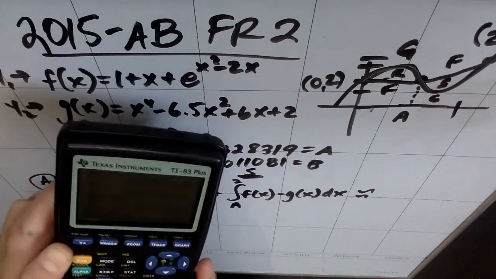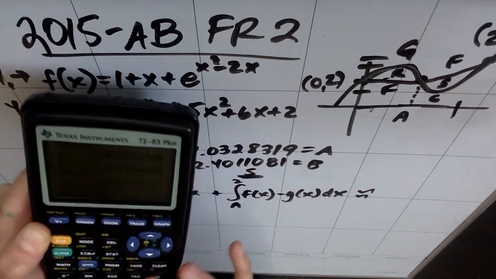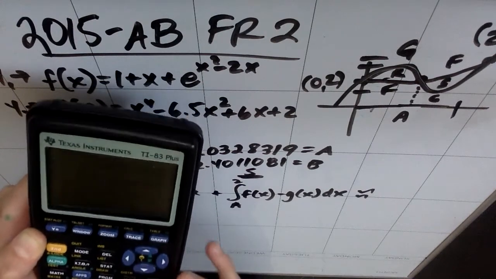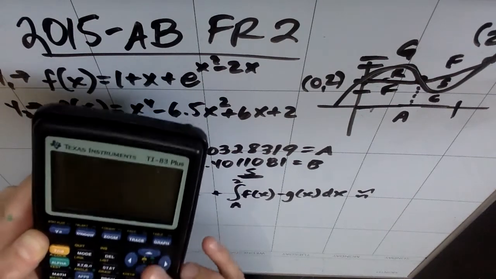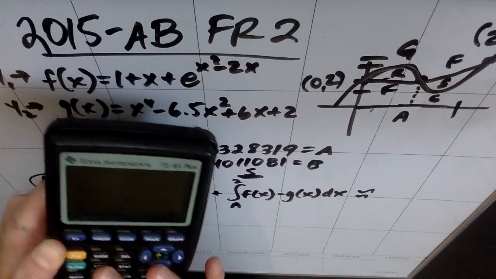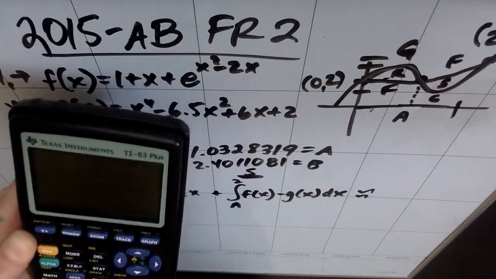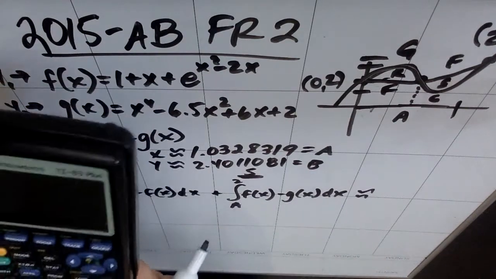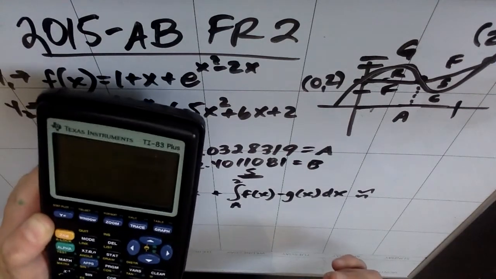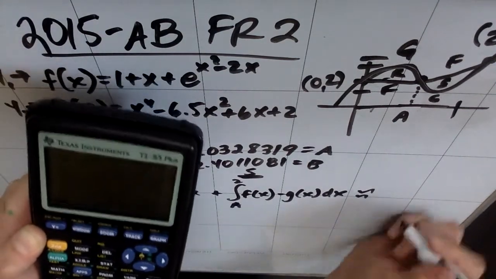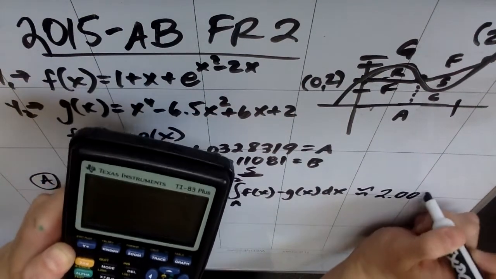Plus, and then I'm going to do math 9 again, right? Vars over to y vars, I want y1 minus vars over to y vars, I want y2, comma, with respect to x from alpha A to 2. Right? So, and then I hit enter and I should get a number. Now you could find each of these separately, or you could just find the entire thing. You're going to get 2.004.